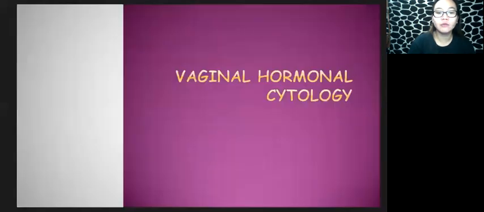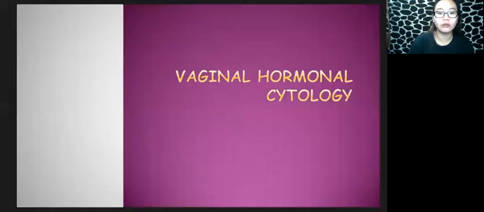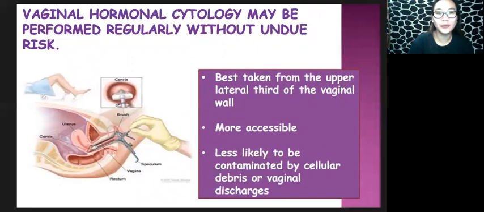Okay, so now let us move on to your vaginal hormonal cytology. For your vaginal hormonal cytology, this may be performed regularly without undue risk. Why? Because although the procedure is invasive, it's not as invasive as the other methods of collection for your samples.